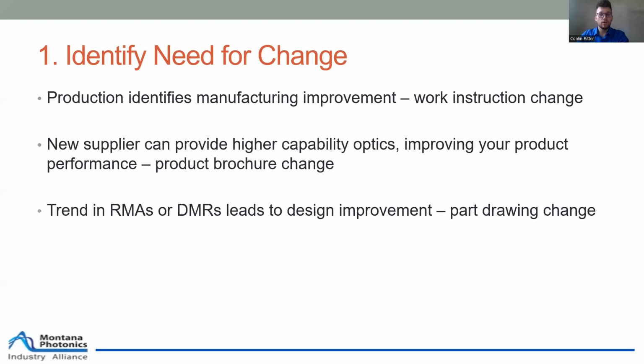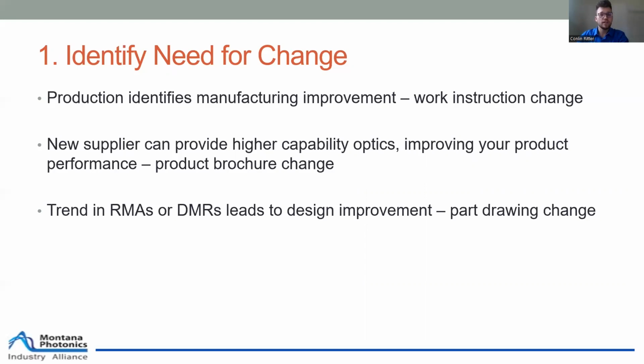Third, you may be reviewing trends in your RMAs or DMRs and identify design improvement to stop failures that you're seeing on the floor or in the field. That may require a part drawing change or a work instruction change as well.